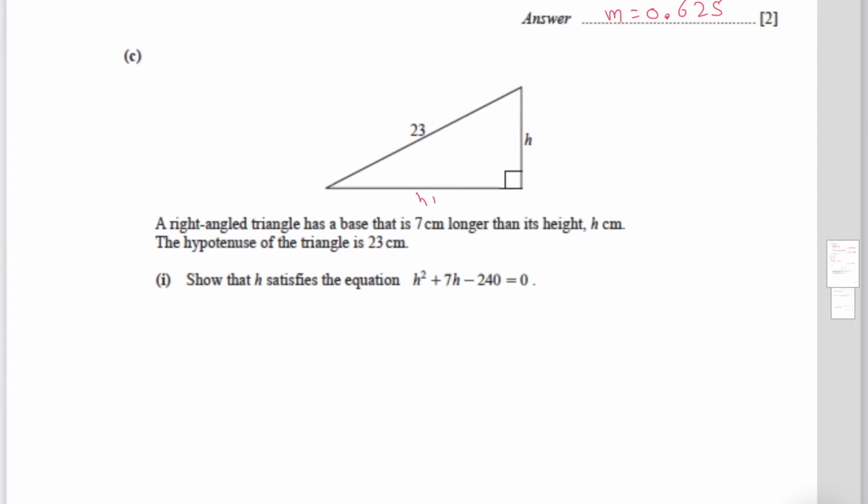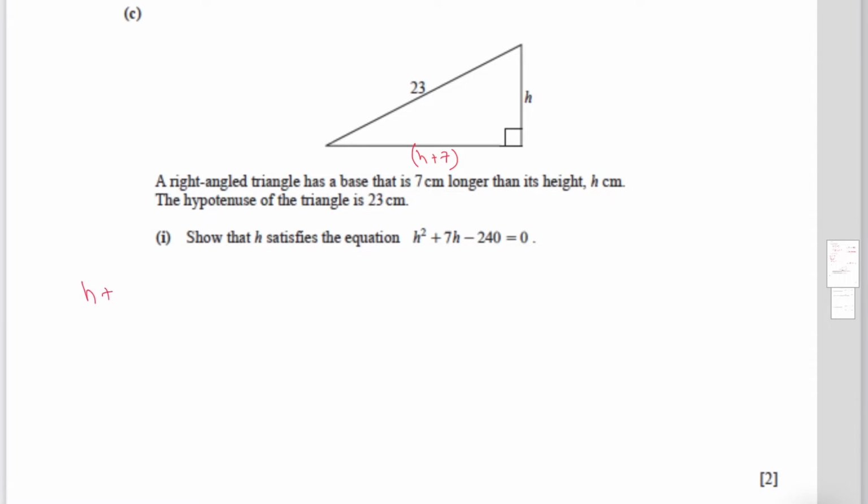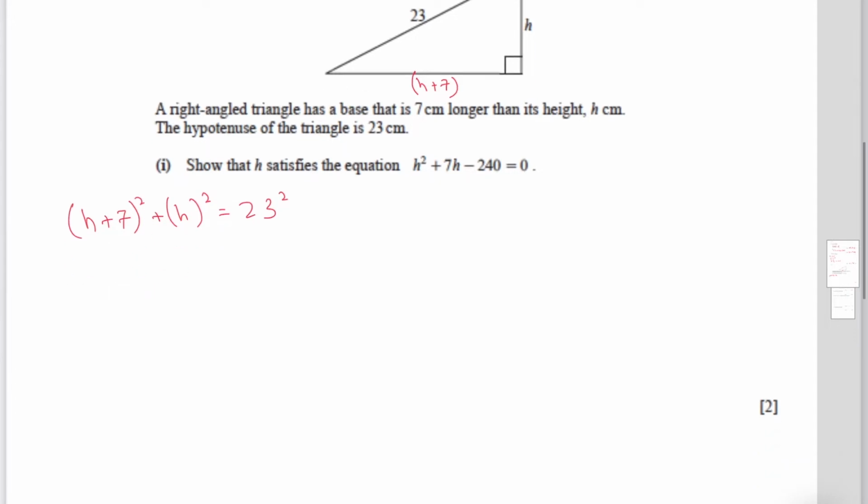That means the length over here is going to be h plus 7. Okay, how do we satisfy this equation? We use the Pythagoras theorem. So h plus 7 whole squared plus h square is equal to 23 squared. Let's open the equation up. h plus 7 whole square becomes h square plus 14h plus 49, plus h square, and 23 square becomes 529.